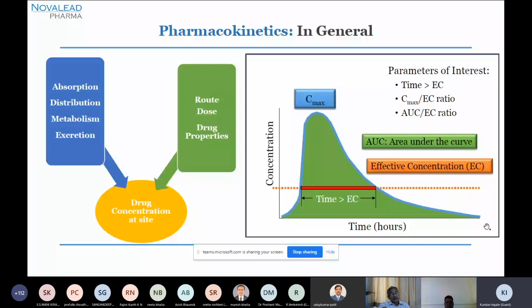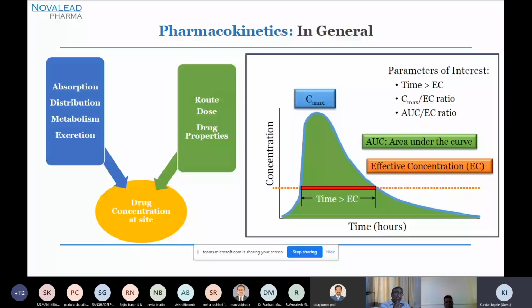Now here there is a small orange dotted line. This is the effective concentration that is required for the drug to be active. Now, what are the things that are important over here? First is the time for which the drug concentration remains above the effective concentration. So let's say your drug concentration remains above the effective concentration for 1 hour or 2 hours, then you need to administer multiple doses so that it continuously remains above the effective concentration.